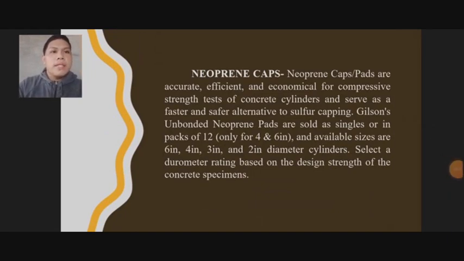Neoprene cups or pads are accurate, efficient, and economical for compressive strength tests of concrete cylinders and serve as a faster and safer alternative to sulfur capping. Gilson's unbonded neoprene pads are sold as single or in packs of 12, only for 4 and 6 inch, and available sizes are 6 inch, 4 inch, 3 inch, and 2 inch diameter cylinders. Select a durometer rating based on the design strength of the concrete specimen.